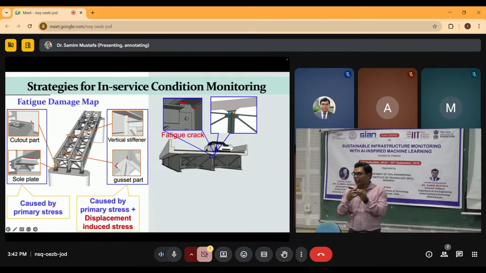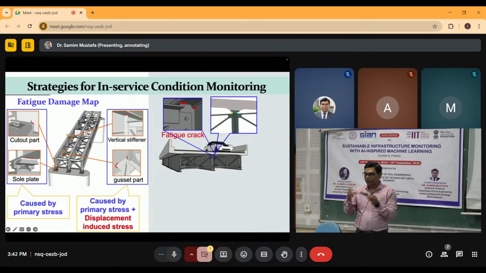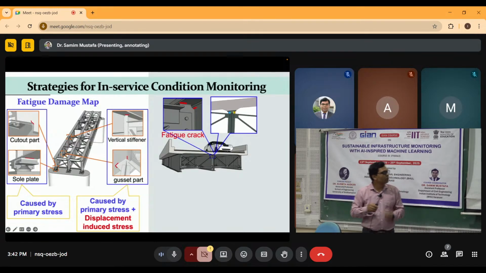Okay, or you can entirely replace that member. It is also possible in case of steel. You just loosen the bolt and remove some member and then replace it with the new member. That is also possible.